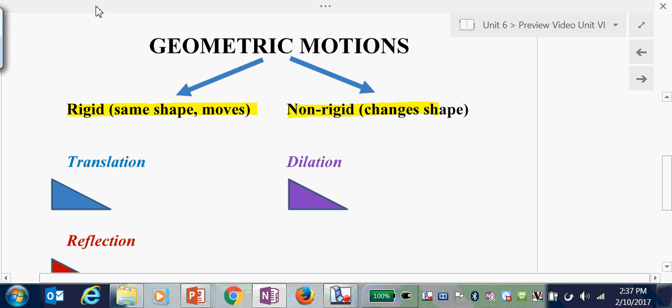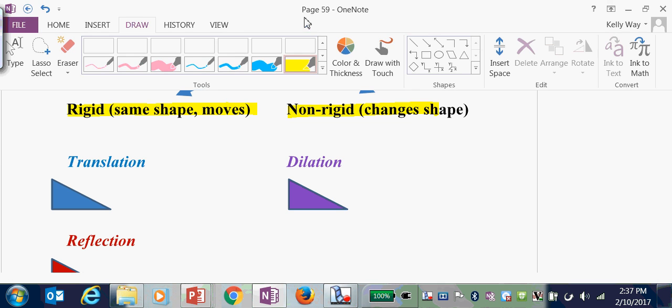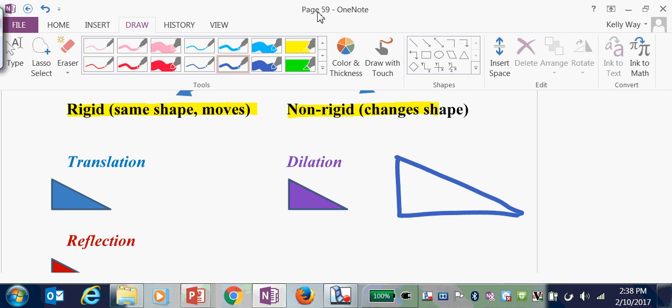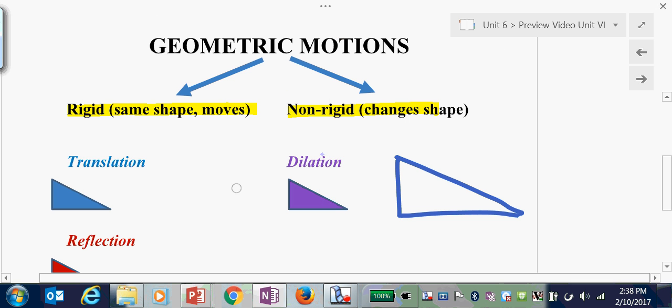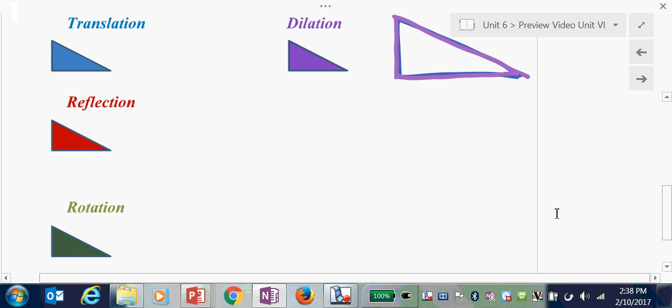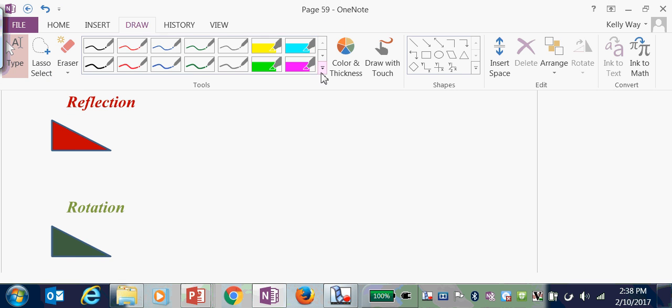Alrighty, folks. So last class, we did dilations in which we actually changed the size of things. Things were the same shape, but a different size. That is called a non-rigid motion. Whereas our three rigid motions are translation, reflection, and rotation. We've done these before. Let's just draw them out.